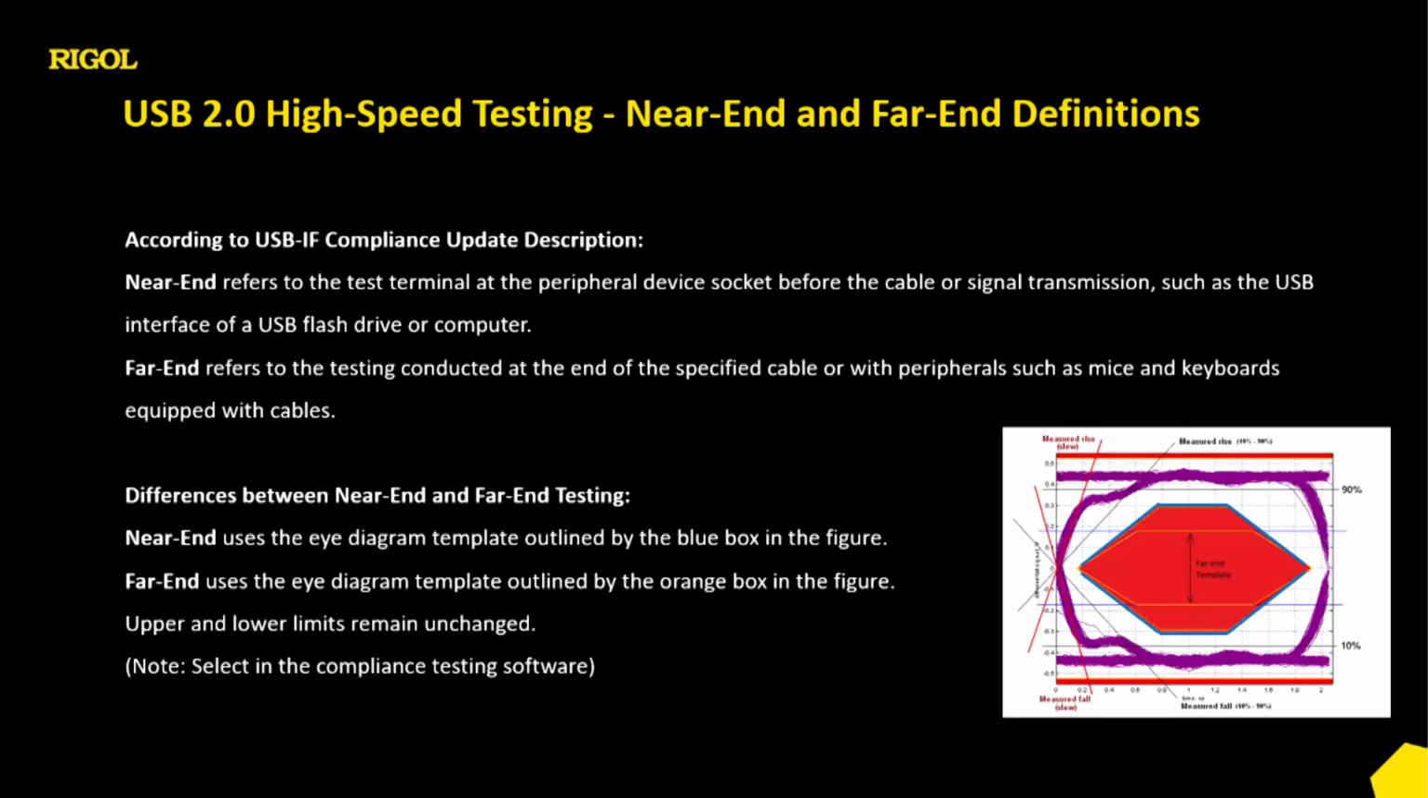One last thing to add, USB testing is divided into two scenarios: near-end and far-end testing. Near-end refers to testing at the peripheral device socket before or without signal transmission through the cable, such as USB flash drives and computer USB ports. Far-end refers to testing at the end of the specified cable or with connected peripherals like mice and keyboards that have cables attached, using the far end for testing. The main difference between the two lies in the different eye diagram templates, with higher requirements for the near-end template.